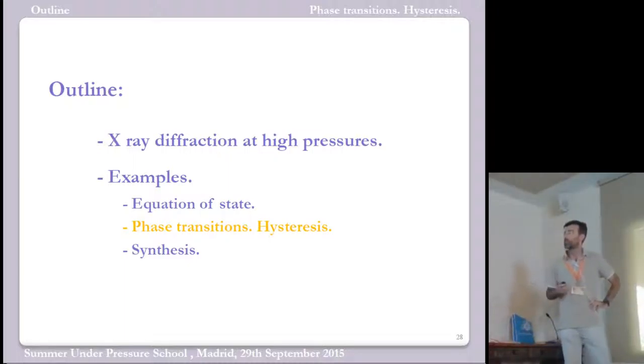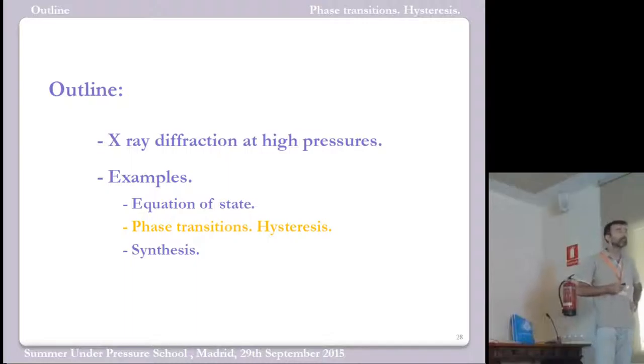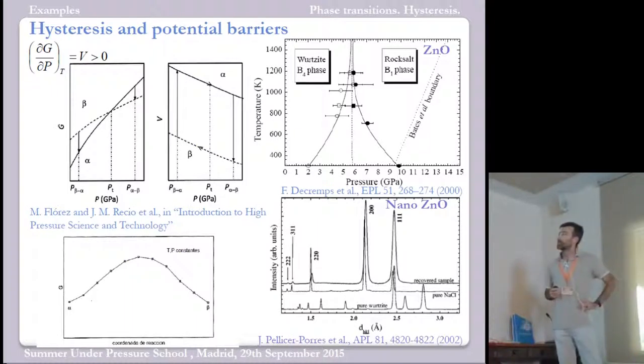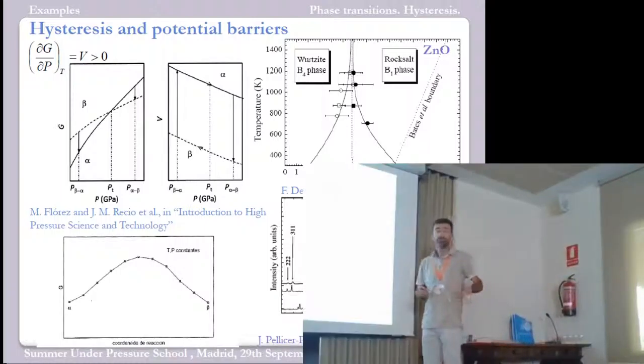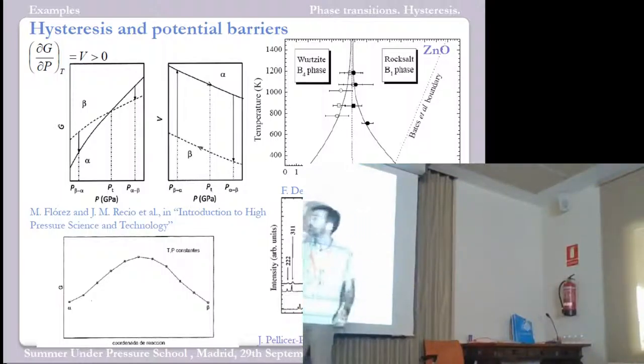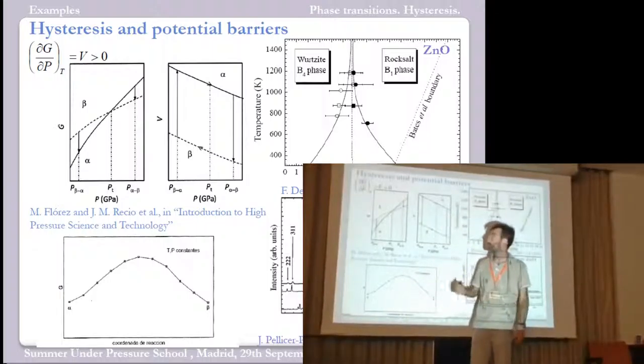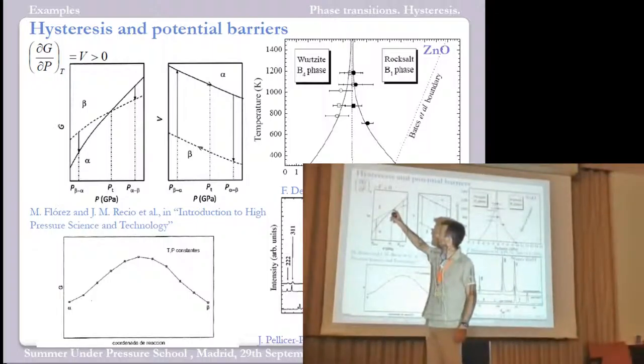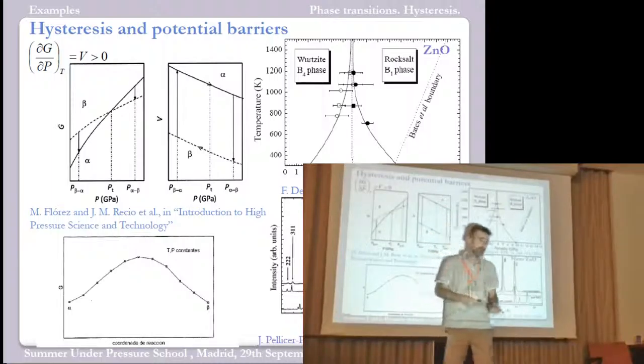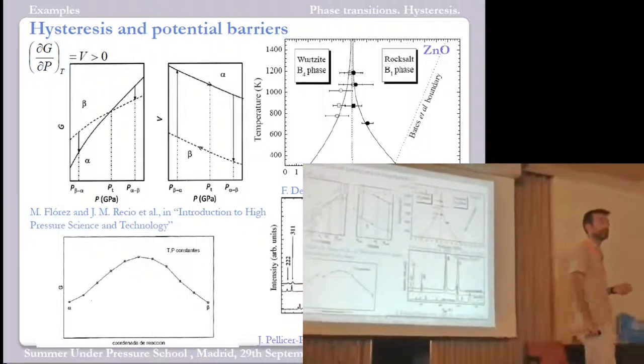I'm going to speak a little bit now about phase transition and the hysteresis phenomenon. From a thermodynamic point of view, if you have two phases, alpha and beta, the one which is stable in ambient conditions is the one with the lowest Gibbs free energy. And as soon as pressure is applied, the free energy increases, and at a given pressure, which is the thermodynamic pressure, the beta phase has lower free energy than the alpha phase, and you should observe a phase transition.